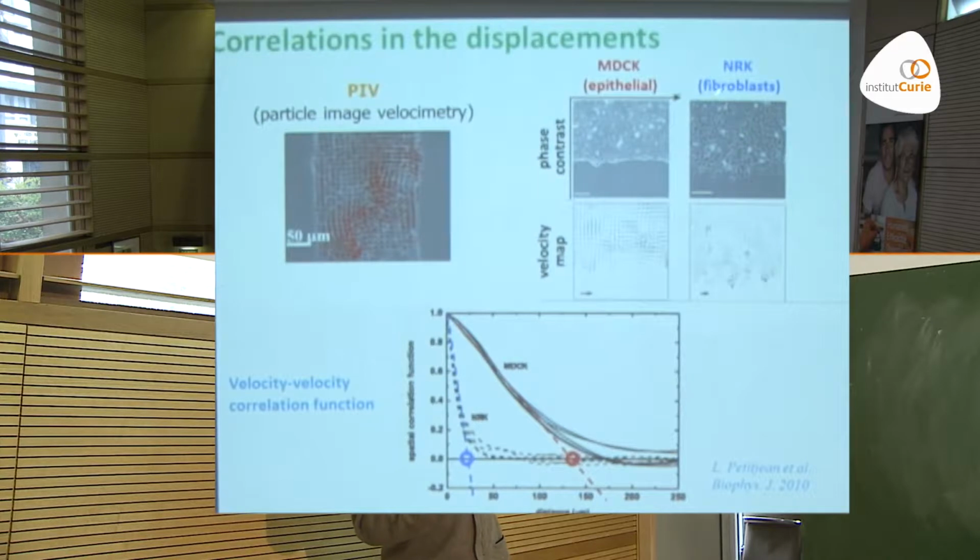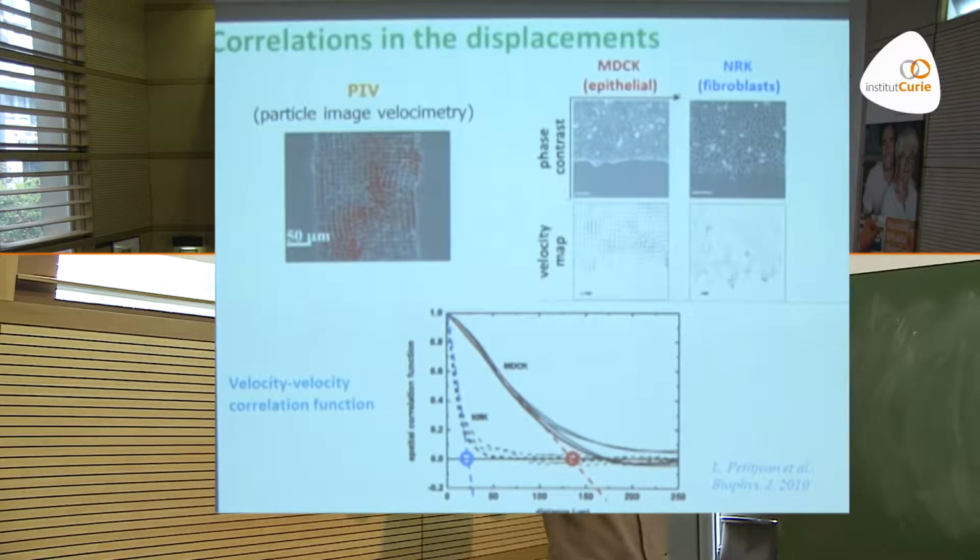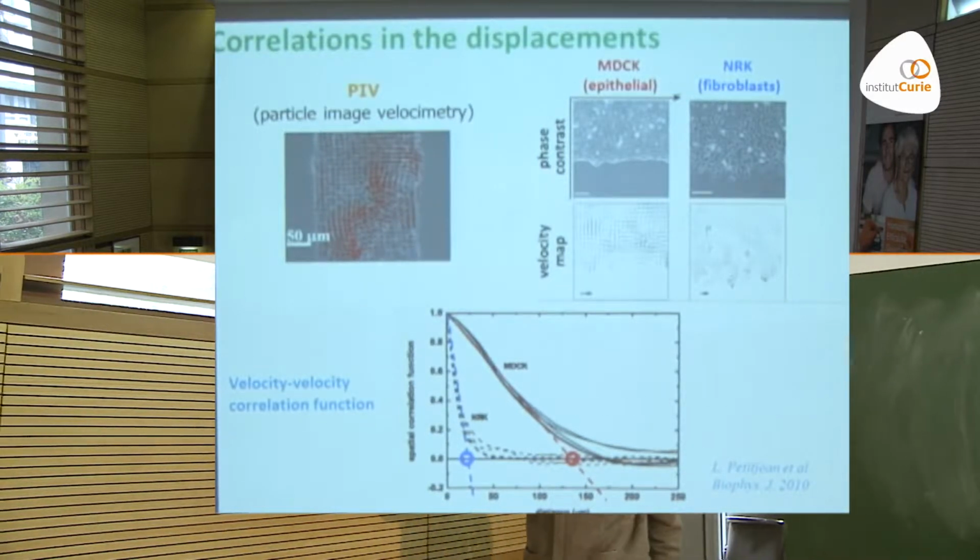Other cells, like fibroblast-like cells, NRK, whatever the name is, they adhere much less one with the other. You can see some of them escaping from the monolayer. And when you measure exactly the same quantity, you see that after 2 cell diameters, you're already gone. You're already independent, much more independent cells.